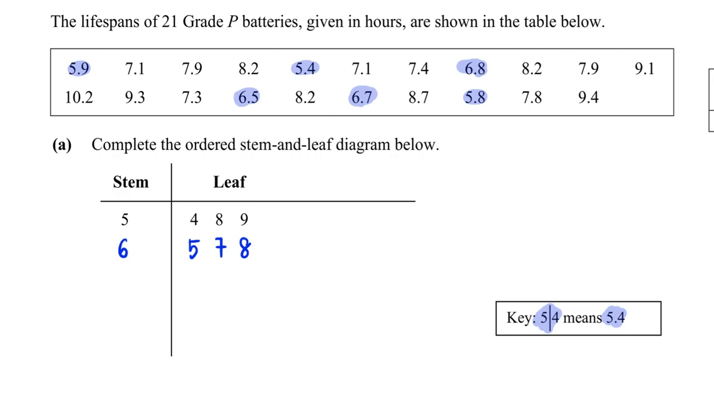The next set of numbers will be 7. 7.1, there are 2. Followed by 7.4. I also saw 7.8, 7.9, 7.3. And 7.9 again. So for 7, there are 7.1, there are 2 of them, 7.3, 7.4, 7.8, 7.9, there are 2.